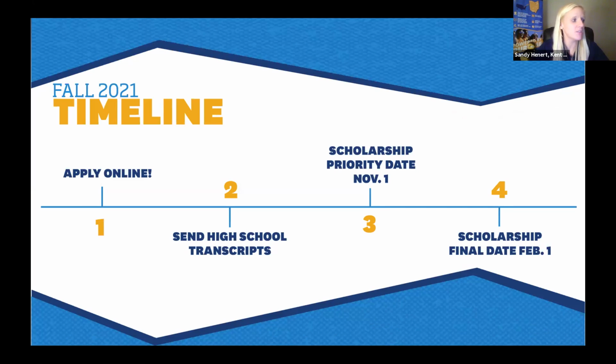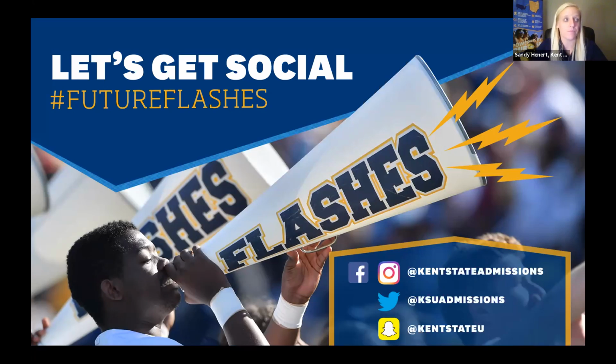So the timeline: apply through the Common App or directly through our website. Then we want you to send in your high school transcripts. You will go directly to your high school counselor for those. The scholarship priority deadline I already mentioned is November 1st, and the final deadline is February 1st. Just keep that in mind, especially as an out-of-state student, you want to apply by February 1st.